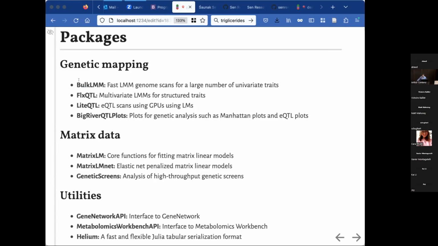So the genetic mapping packages are BulkLMM for fast linear mixed model scans for large number of univariate traits with 1 degree of freedom. And there's a talk by Zifan Yu, Fred Yu later today on that. If you are interested in doing multivariate linear mixed models, there's FlexQTL.